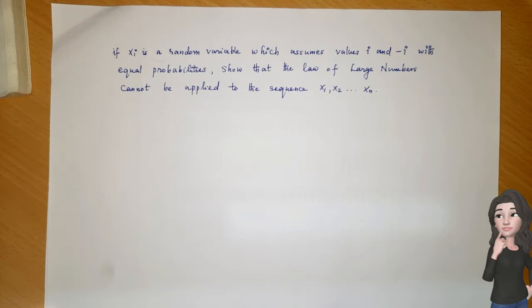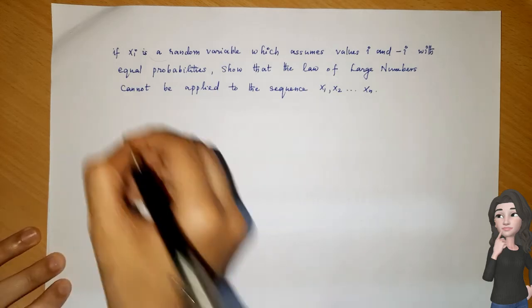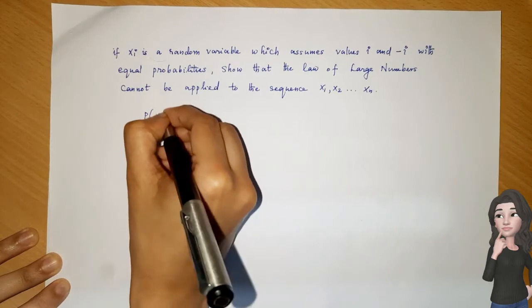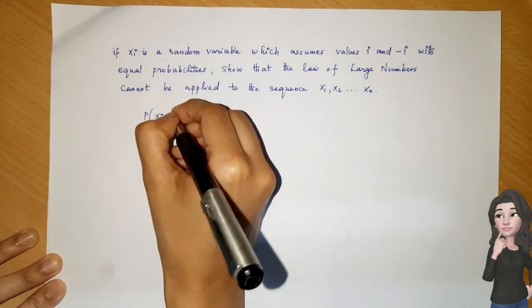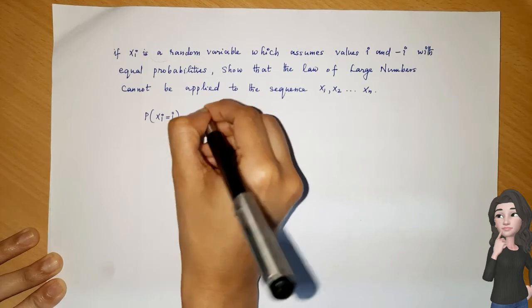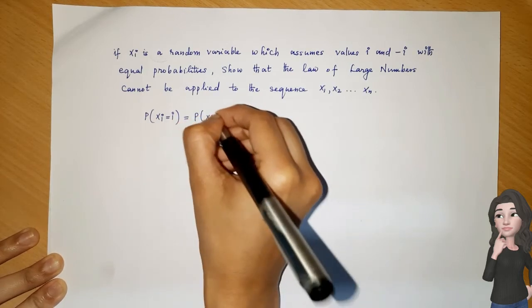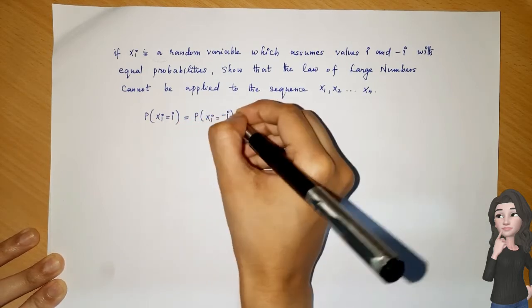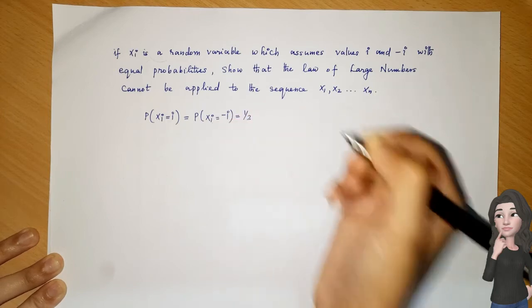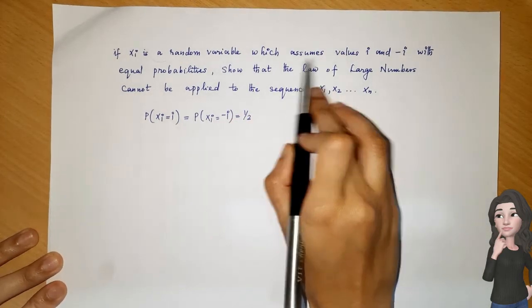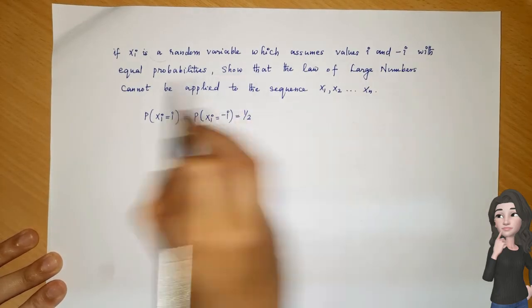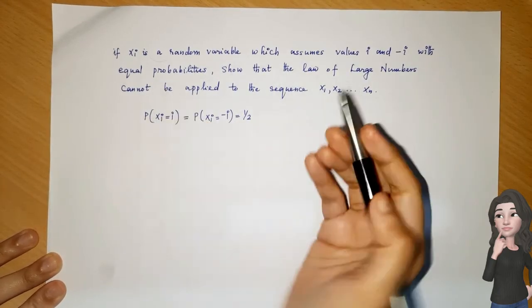So it is given that i and minus i are taken by the random variable Xi with equal probabilities. So we can write probability of Xi equal to i is equal to probability of Xi equal to minus i is equal to 1 by 2, since it is said which assumes values i and minus i with equal probabilities.